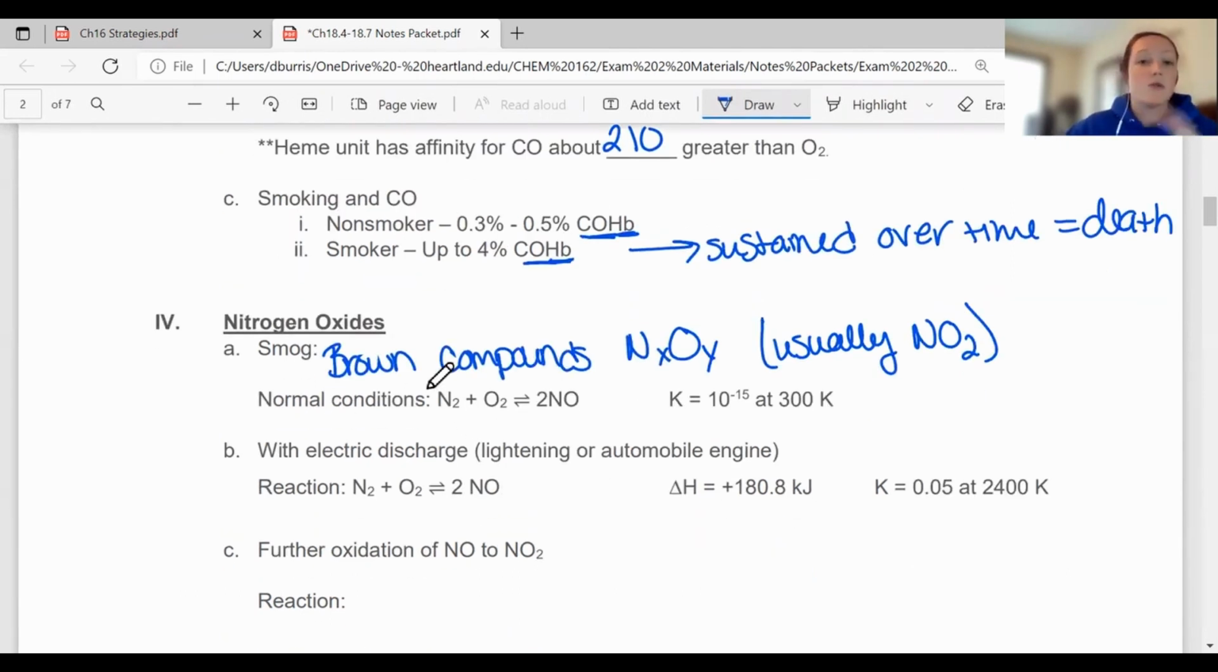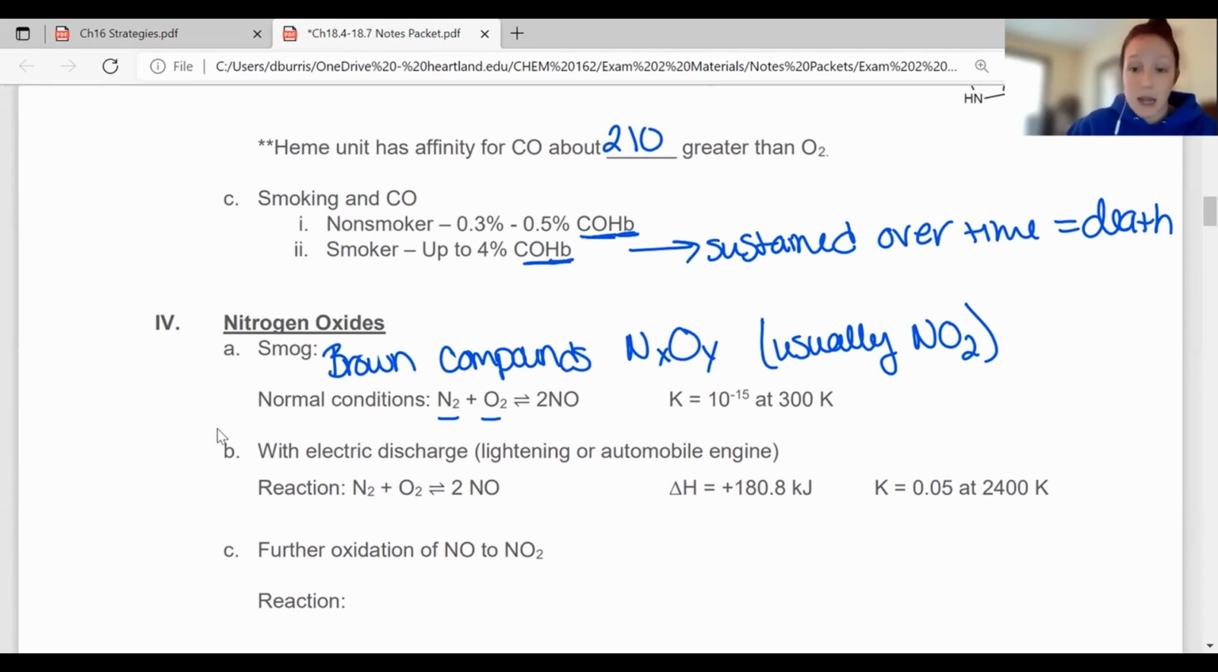Now, if we didn't have smog, so under normal conditions, we know most of our atmosphere is made of nitrogen and oxygen. So we're going to look at this reaction really quick. If it were going to react and make NO, that would be considered a nitrogen oxide. This reaction has a K value of 10 to the negative 15th. Notice this is a very small K value. That means this reaction really does not go to the right much at all at 300 Kelvin. And 300 Kelvin is a little bit warmer than where we normally are. But in general, this reaction doesn't happen much at all.